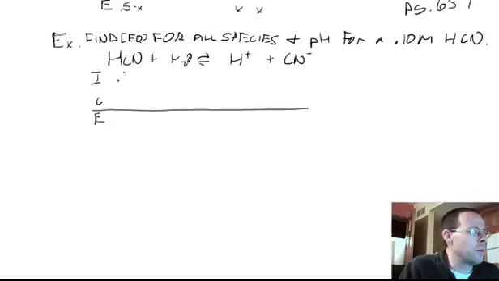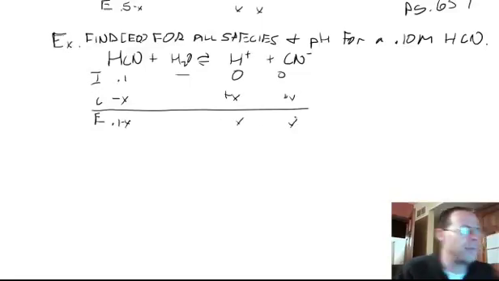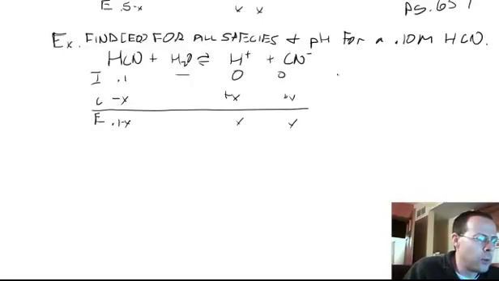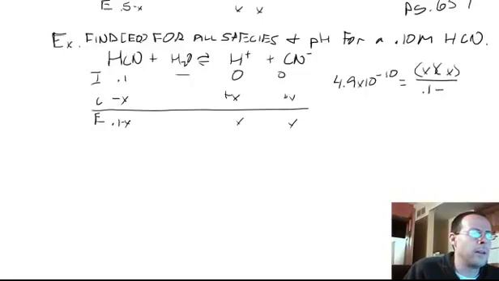We start with 0.1 molar acid. Our water's not going to matter. 0 and 0. It doesn't dissociate 100%, so it's going to be minus X, plus X, plus X. And at the end, we have 0.1 minus X, X, and X. If we look this up on page 657, we're going to find that the Ka value for HCN is 4.9 times 10 to the negative 10th. So we're going to set that equal to x times x, or x squared, all over 0.1 minus x.